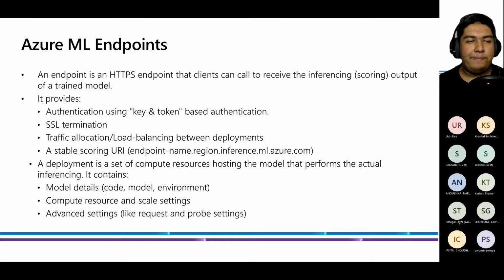So you get a stable endpoint that will always be in this fashion: endpoint name, region like East US 2 or Central India, inference.ml.azure.com. This will be the format, and it will have all the details, like what version of your model you are using, what parameters you passed on each step, and everything of that kind.